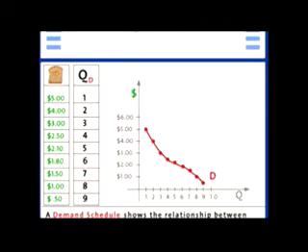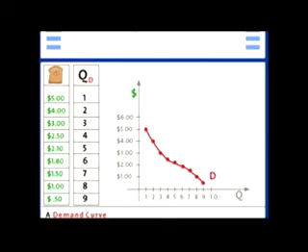Here's the definition of the demand curve. The demand curve shows the relationship between the price of bread and the quantity that the consumer is willing and able to purchase in a given period of time, holding constant all other factors that influence consumer behavior, such as the price of substitutes, the price of complements, income, expectations, and so forth.